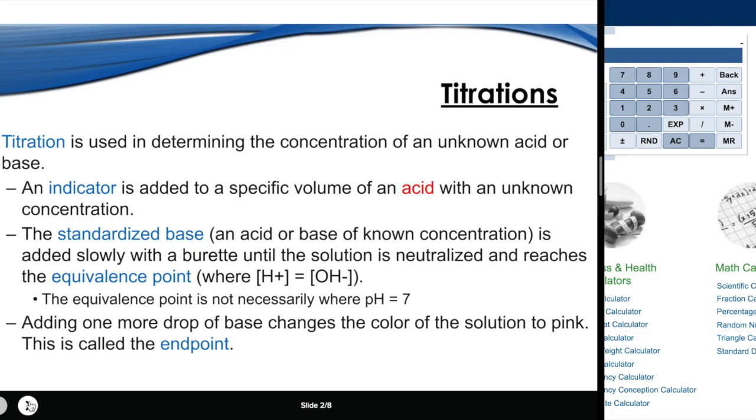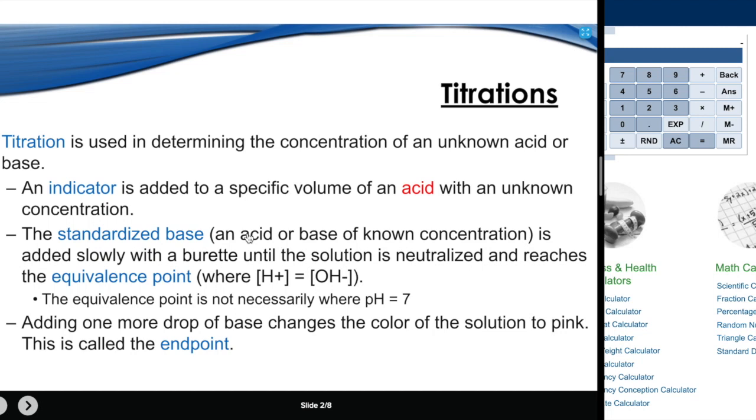So the first part of this is, we're going to need an indicator added to a specific volume of acid where you don't know the concentration. You can also add this indicator to a base where you don't know the concentration. Then you have a standardized solution. It's basically an acid or base of a known concentration. So we have our unknown concentration and then we have our known concentration.